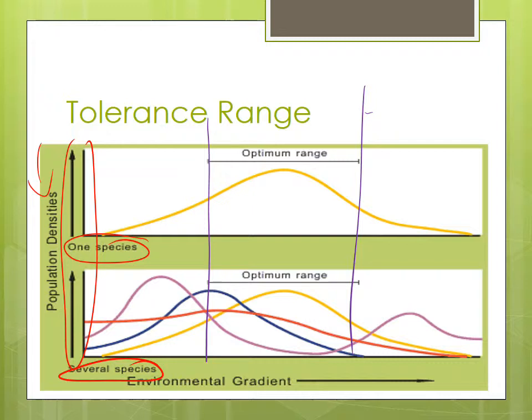So this purple line here, its peak population is outside the optimum range of its environment for other organisms. So that species isn't suited to that particular environment, but it may be suited to other environments. Okay?